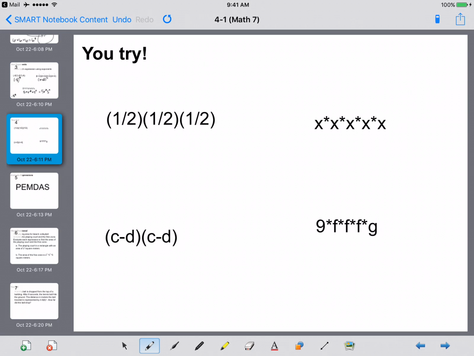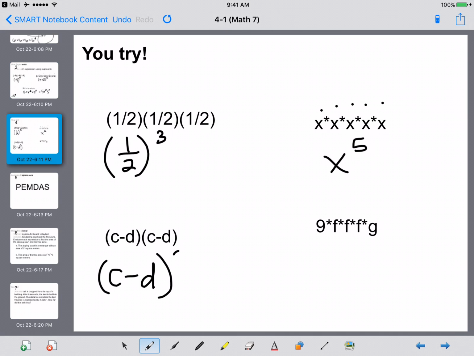So I want you to try these ones and check back and see if you get what I have. And you need to make sure that your numbers look exactly like mine. If you're missing a parentheses, that's wrong. So here we've got 1/2 to the power of 3. 1, 2, 3, 4, 5. So we got x to the 5th power. The entire thing, c minus d, is being squared. Now we've got 9 one time, f 3 times, and g 1 time.